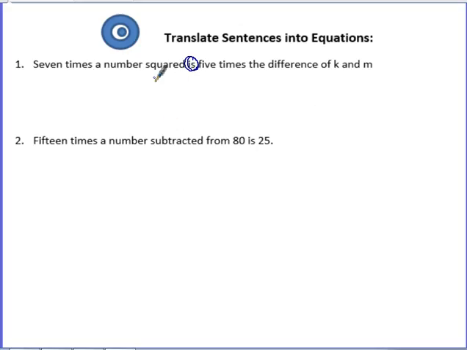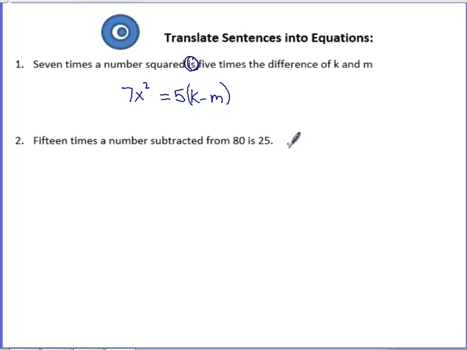So 7 times a number squared, I know that's 7 and then some variable squared. All right, is, so there's my equal sign. 5 times the difference of k and m. The difference of k and m is k minus m. And then it's 5 times that, so I need to put it in parentheses.